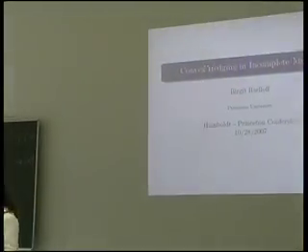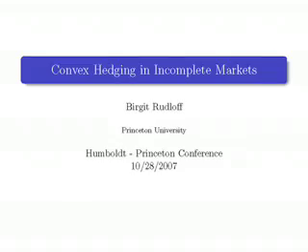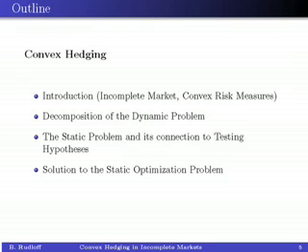So today I want to speak about hedging in incomplete markets when we use a convex risk measure. And I will begin with introducing the problem and explaining what I will do. Then I will show that the dynamic problem of convex hedging can be split into a static problem and a representation problem. And then we'll try to solve the static problem.